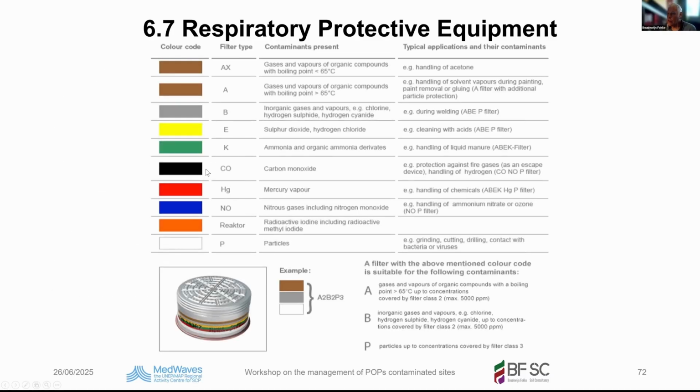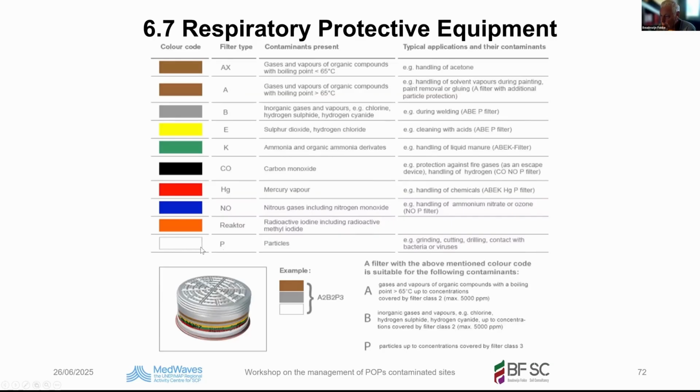Now, this is the coding used on the filters. And here the different codes, the colors, tell you what is protected. For instance, here black is carbon monoxide, red is mercury, blue is nitrous gas including nitrous monoxide, and so on.